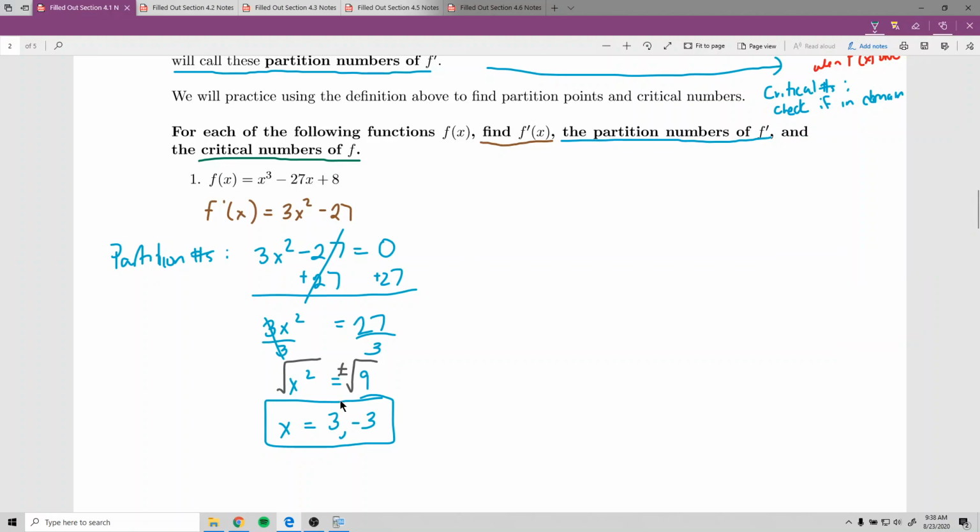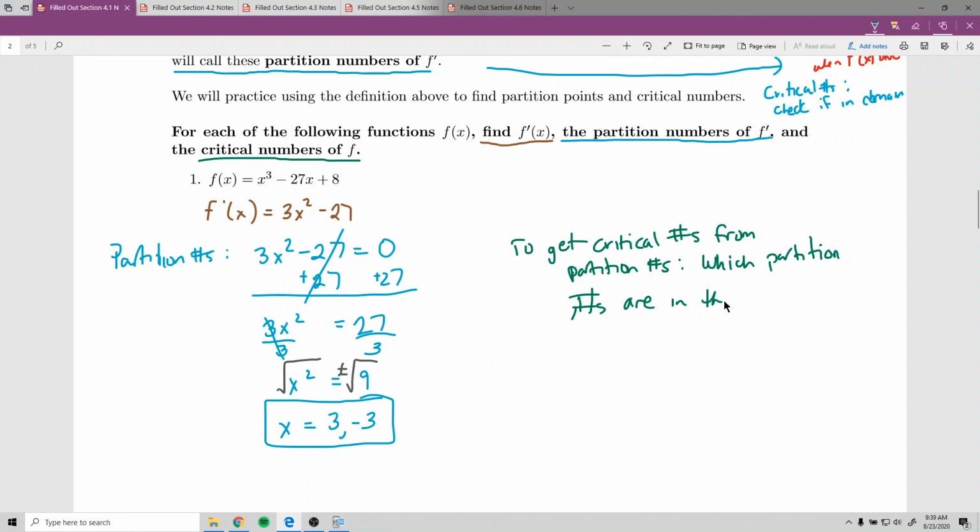Now what we do to go from here to get the critical numbers from the partition numbers is we check and see which one of these are in the domain. The ones that are, we keep. The ones that aren't, we throw away. So which partition numbers are in the domain? But this is important. It's the domain of the original function. So we're going to use this one here. We're not using the derivative.